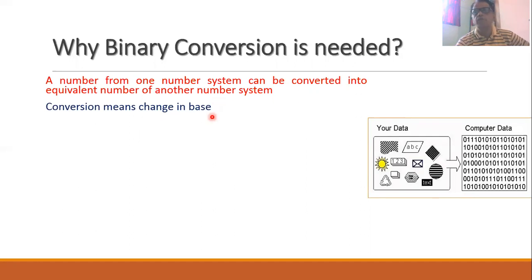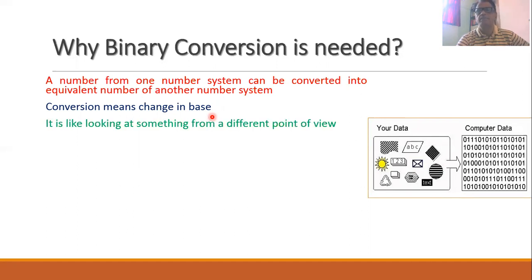Now, why should we convert the binary number? Because whenever we perform such a conversion, what we are doing is changing the base of the numbers. In decimal, the base is 10. In binary, the base is 2. In octal, the base is 8. And in the hexadecimal number system, the base is 16.